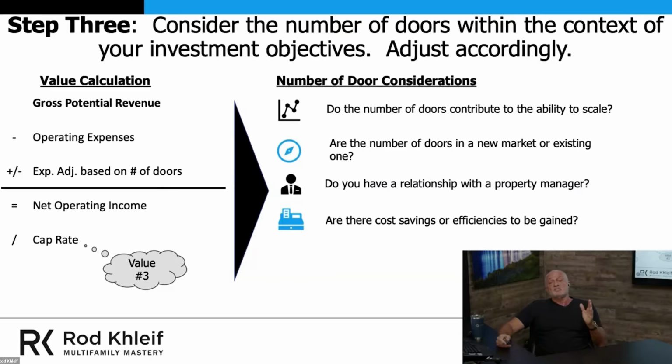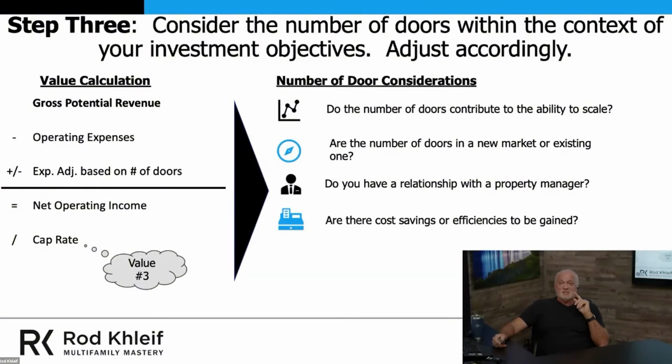So let's take our gross potential revenue minus our operating expenses, and we add or subtract based on the number of doors. If we're going into a new market, we're going to add expenses based on having to go into that new market, especially if there's travel and things like that. In an existing market, you could have some economies of scale, cost savings, maybe you can subtract some expenses. But if it's a new market, you're probably going to have to add some expenses. It can go either way. Then you'll get to an NOI number based on that assessment. You divide that by your cap rate that you've been using since step one, and that gets you your third point of reference, your third value point.